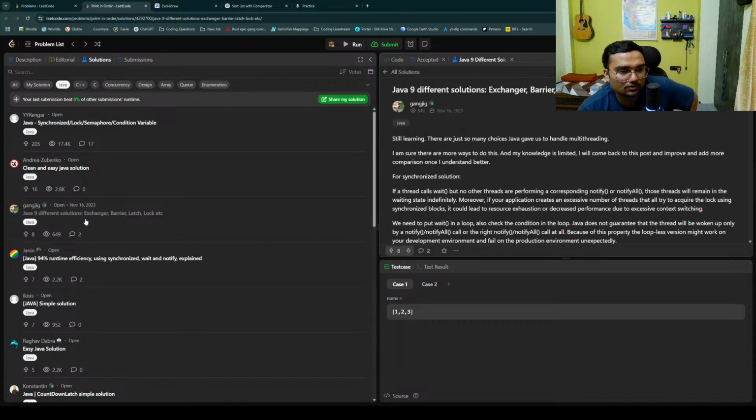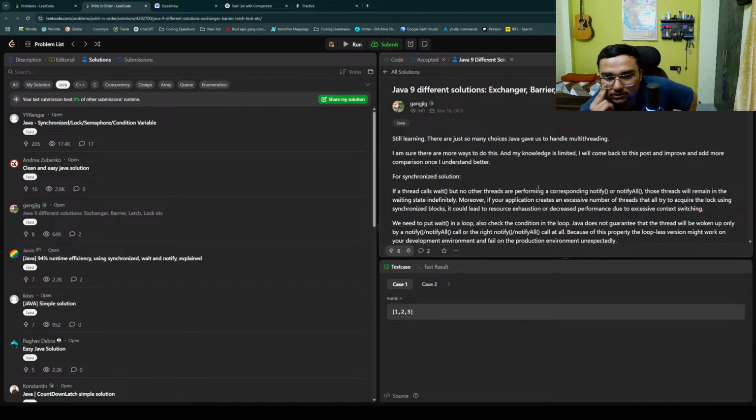Java 9 has a different solution. Exchanger, barrier, latch, lock, etc. Still learning. There are just so many choices Java gave us to handle multi-threading. I'm sure there are more ways to do this and my knowledge is limited. I will come back to this post and improve and add more comparisons once I understand better.